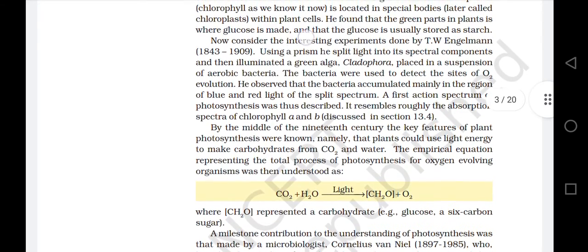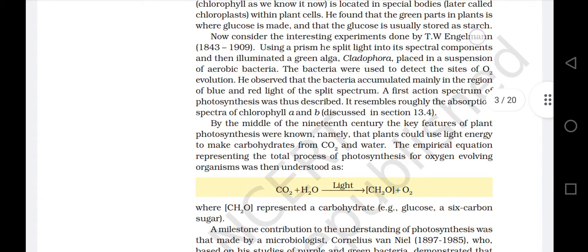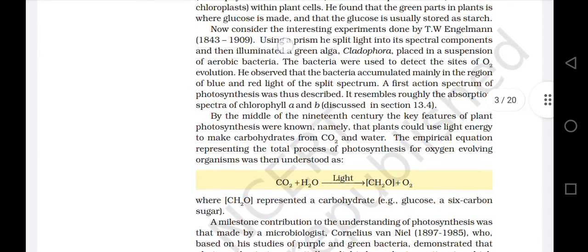Now consider the interesting experiments done by T. W. Engelmann, 1843-1909, using a prism.